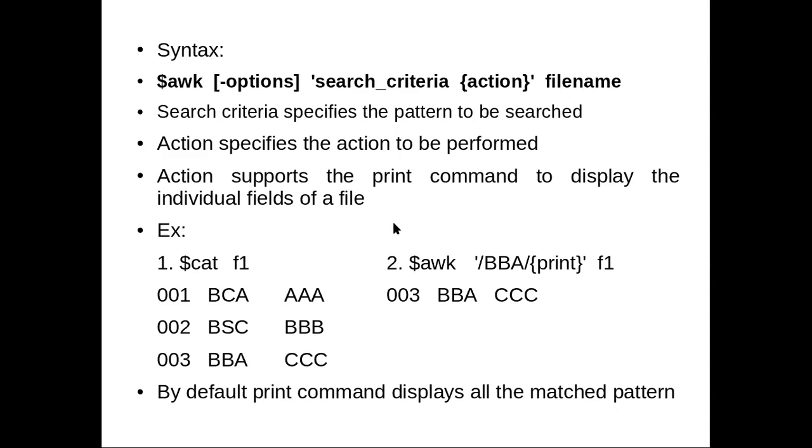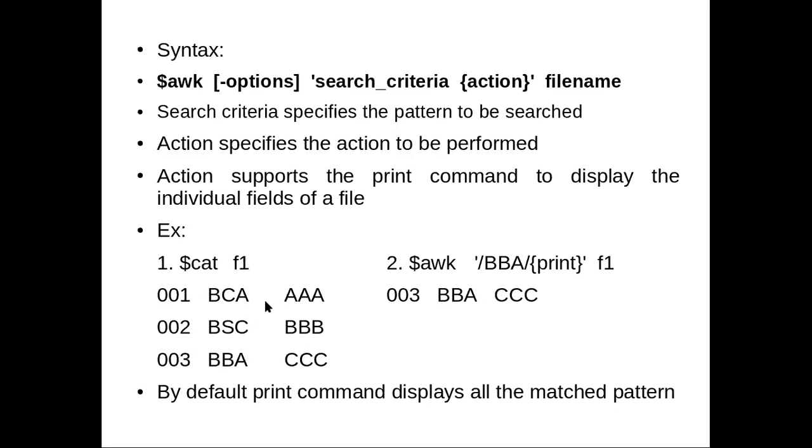Okay, now we'll look at this example. I have a file F1. I have displayed the content of the file F1 using the cat command. So cat, space, file name will display the content of the file. Here, this is the content of the file F1: 001 BCA AAA, 002 BAC BBB, 003 BBA CCC. This file contains 3 records. Each line is considered a record, and each record contains 3 fields.